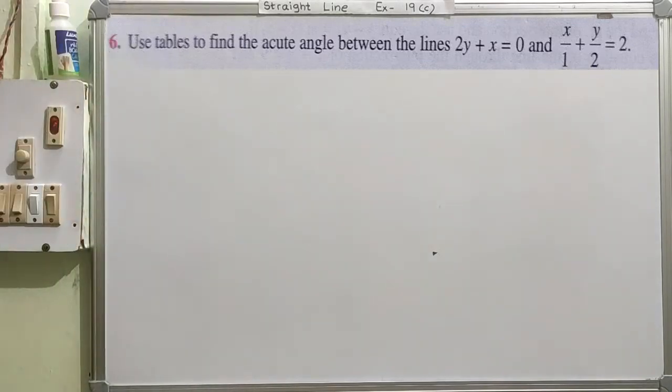Question number 6 is to use the table to find the acute angle between the lines 2y plus x is equal to 0 and x plus y over 2 is equal to 2, x over 1 plus y over 2 is equal to 2.